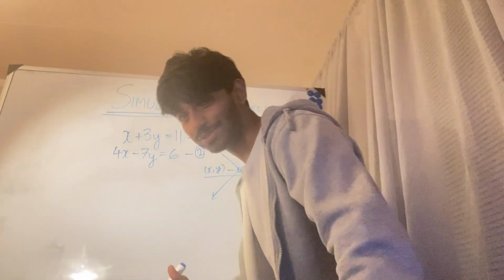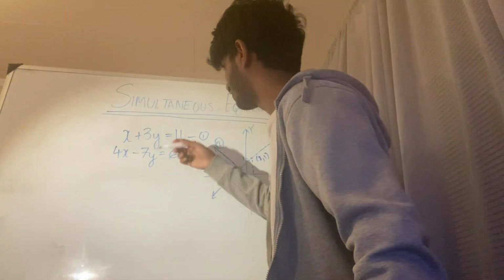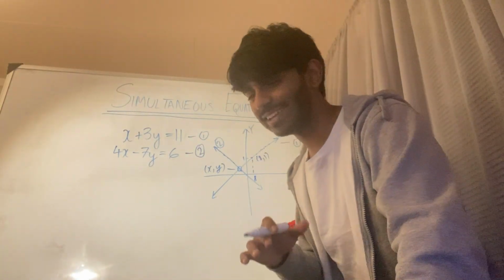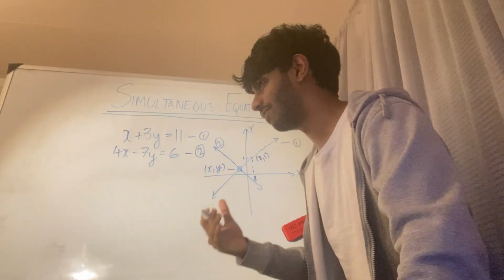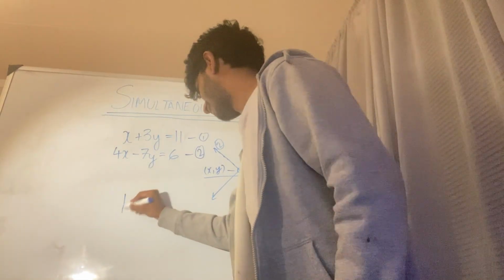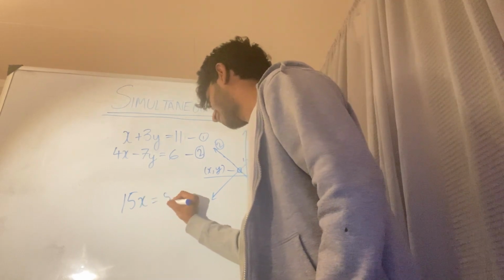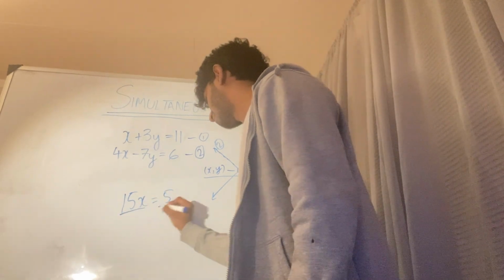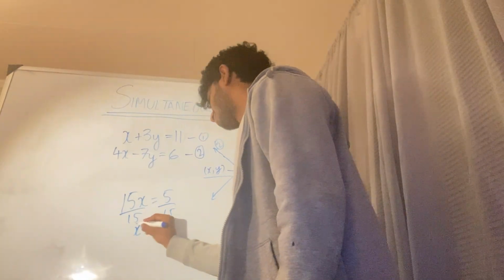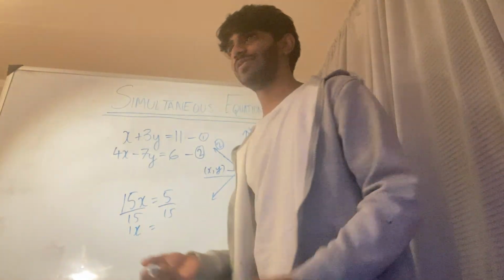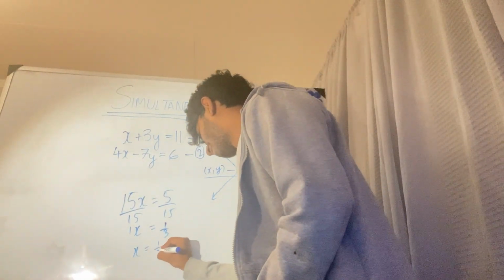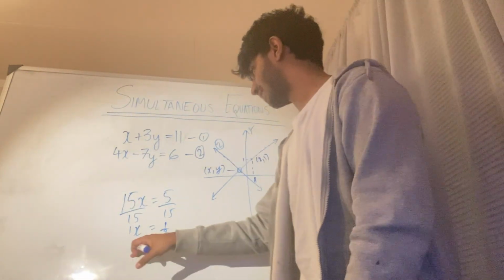But to start the substitution method, we first have to start isolating variables. What the hell did he just say? Yeah, isolating variables is when you just make a variable by itself. And you do this all the time. If you have something like 15x equals 5, what do you do? You divide by 15 on both sides. Right, 15 divided by 15 is 1, so 1x, and 5 over 15 is 1 over 3, so x is equal to 1 over 3. Woo! We just made x alone.